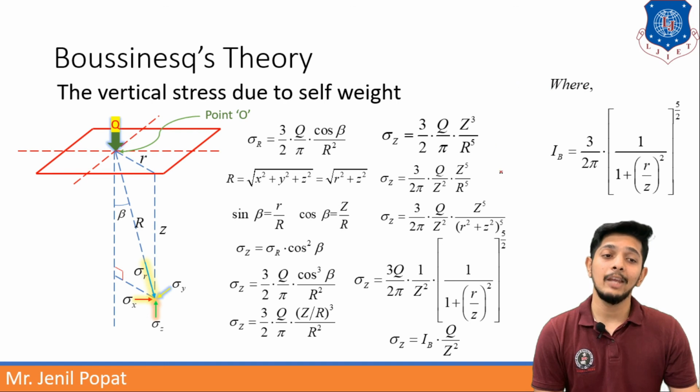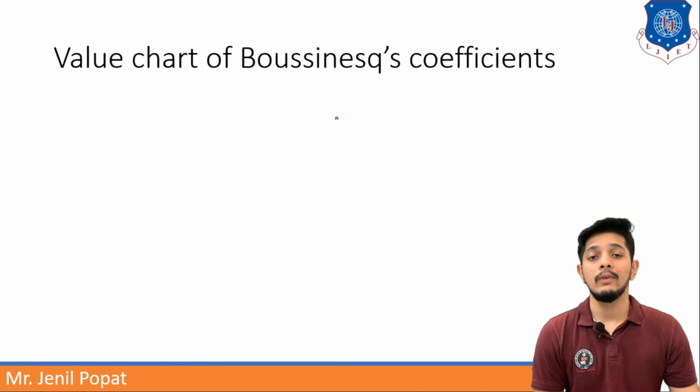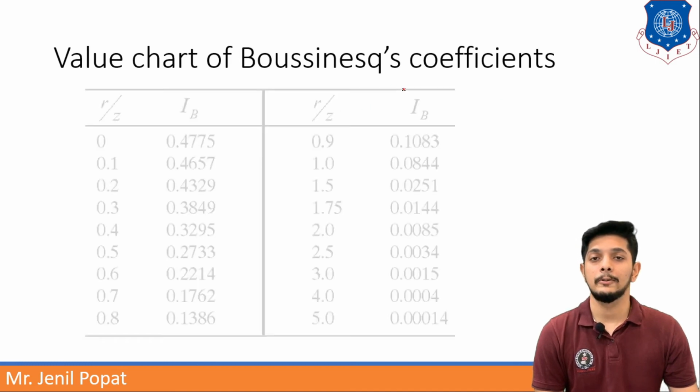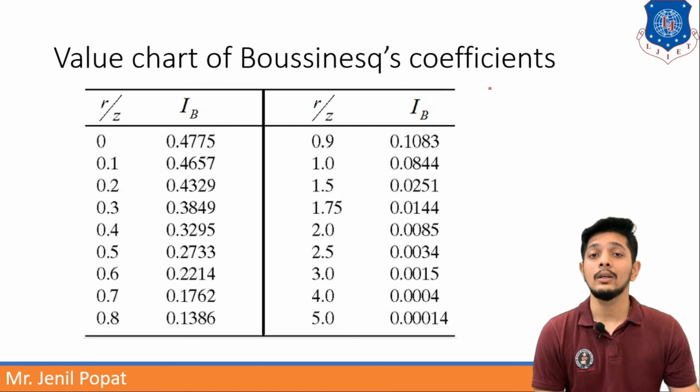Let us understand the importance of Ib, the Boussinesq factor or Boussinesq constant. This is the value chart of Boussinesq coefficients. This graph shows the values of Boussinesq coefficients. If you have r by z, where the ratio has radial distance and depth both, we can find out Ib at every point. After finding it out, we have prepared a Boussinesq coefficient table. It can be used in various problems in the field.